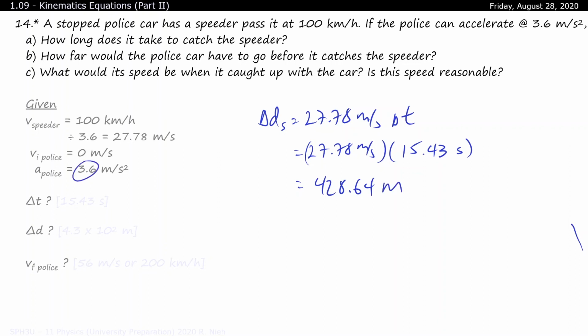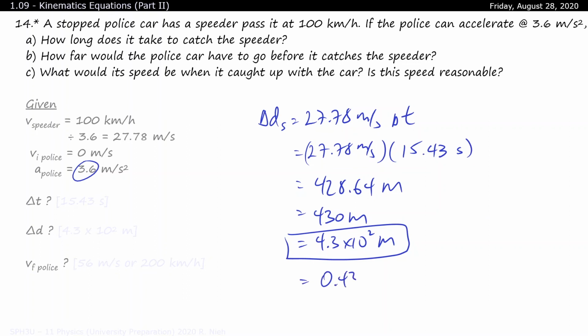Taking a look at your givens, worst case scenario is 2 sig fig, so that will round to 430 meters. Unfortunately, 430 meters is ambiguous. It could either be 2 sig fig or 3 sig fig. So just for clarity's sake, we'll convert it into scientific notation of 4.3 times 10 to the 2 meters, and that's guaranteed to tell the reader they meet up at roughly 430 meters. You could also argue that 0.43 kilometers is also a valid answer, as it is still 2 sig fig.